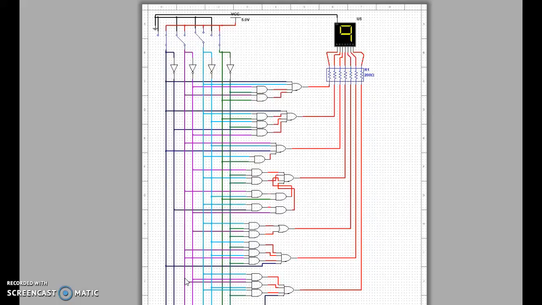is on, B is on, C is on, D is off, E is off, F is on, and G is on. And then that's it for the truth table.